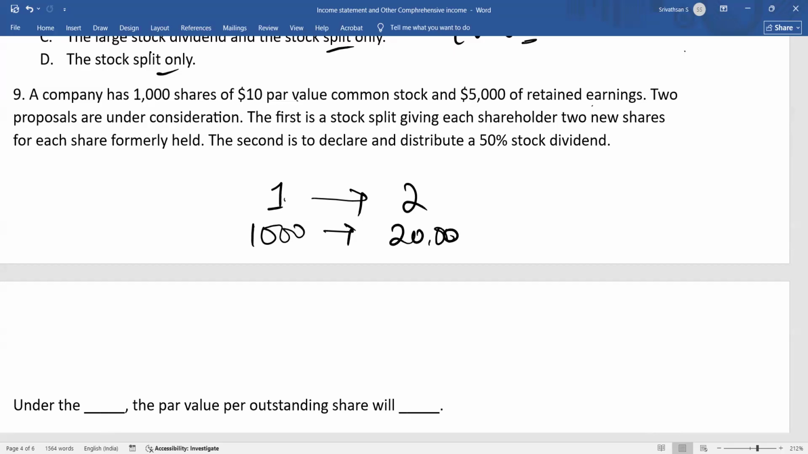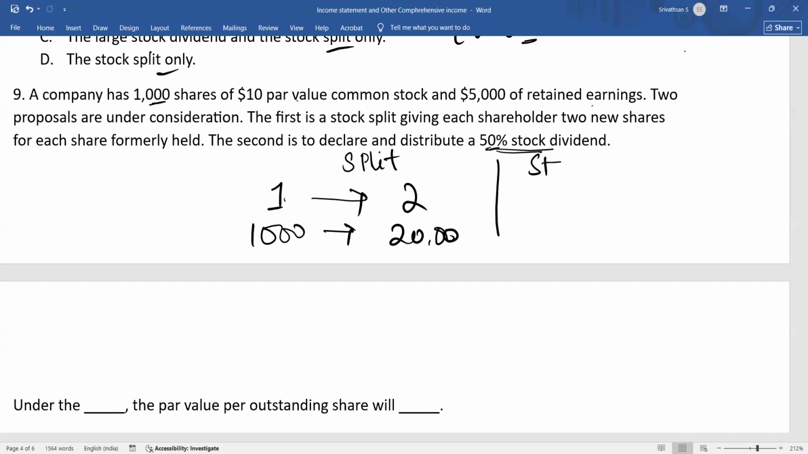The second proposal is to declare and distribute 50% stock dividend. 50% is a large stock dividend. So what? 50% on what? 50% on the outstanding shares. How many shares are outstanding? 1,000 shares. So because of this is stock split.